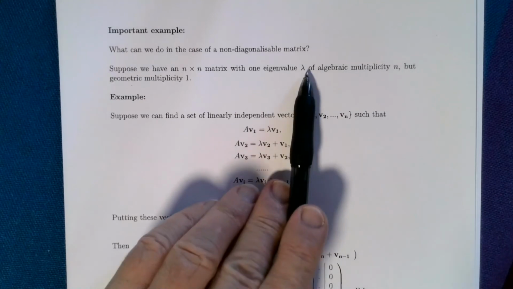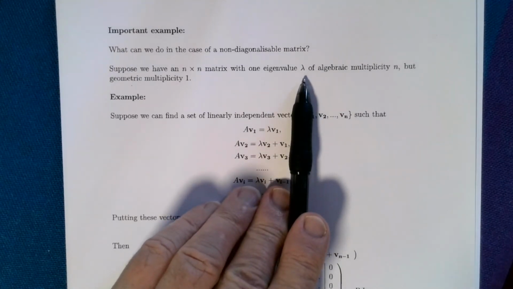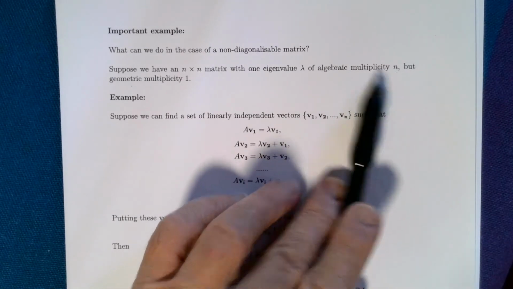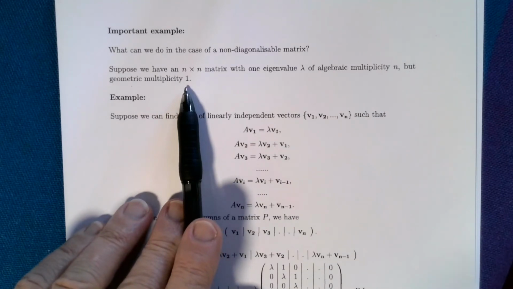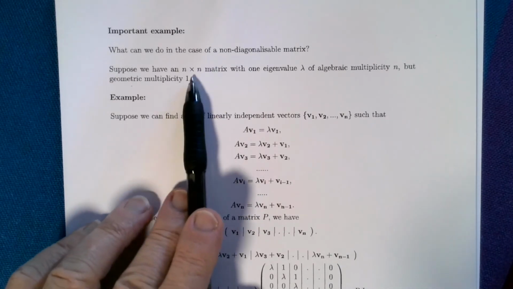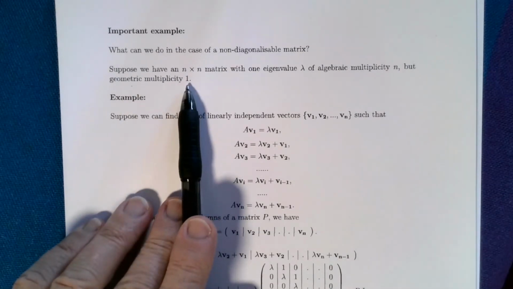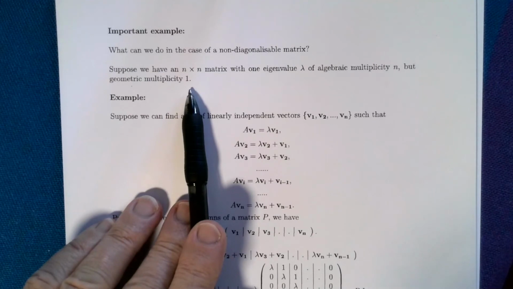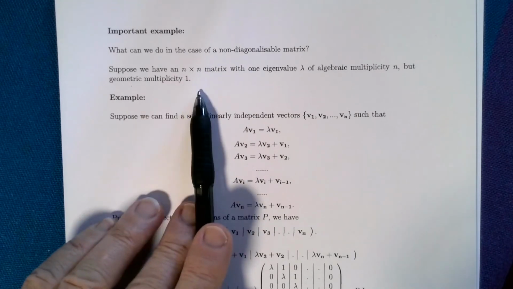only has one eigenvalue. And it's got one eigenvalue, so the algebraic multiplicity of this is n, but the geometric multiplicity is only 1. So that means this n by n matrix only has one eigenvalue, and it only produces one eigenvector. Now, this is a very, very important example, because it is going to lead us to our theory of the Jordan form, at least in this particular case. And once we understand what happens in this case, then we'll see how to generalize it to other cases.